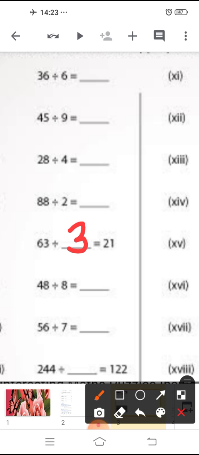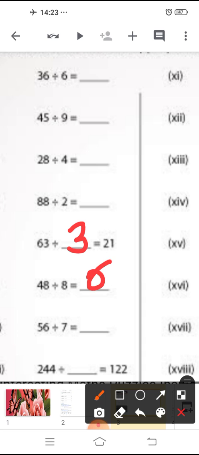Now 48 divided by 8, what will it give you? 8 ones are 8, 8 twos are 16, 8 threes are 24, 8 fours are 32, 8 fives are 40, 8 sixes are 48. If we divide 48 by 8, that will give you 6.